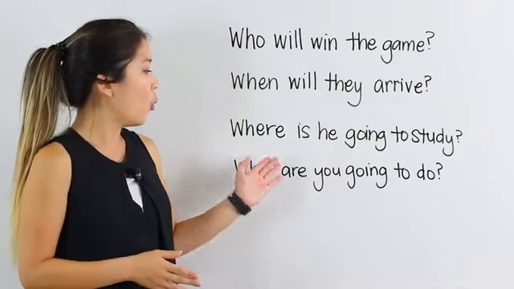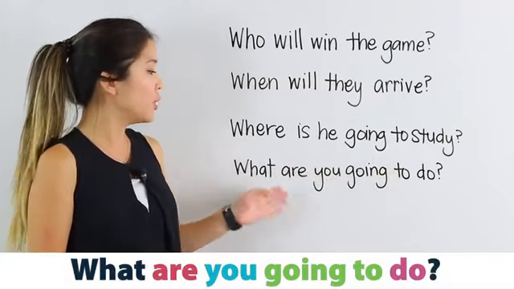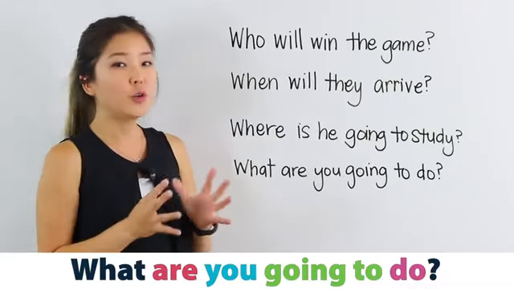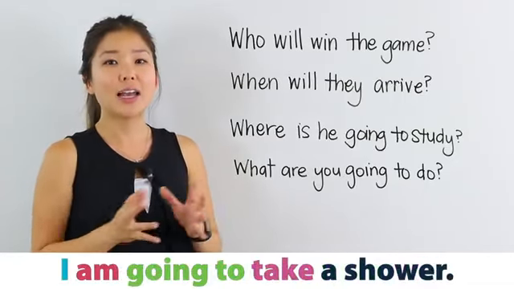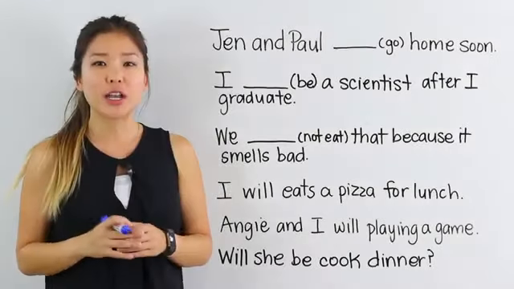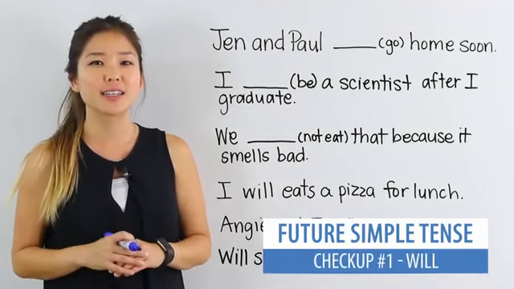And finally, what are you going to do? In this case, I use the be verb are because the subject is you. What are you going to do? I am going to take a shower. Let's move on. For this checkup, let's take a look at the will usage for the future simple tense.